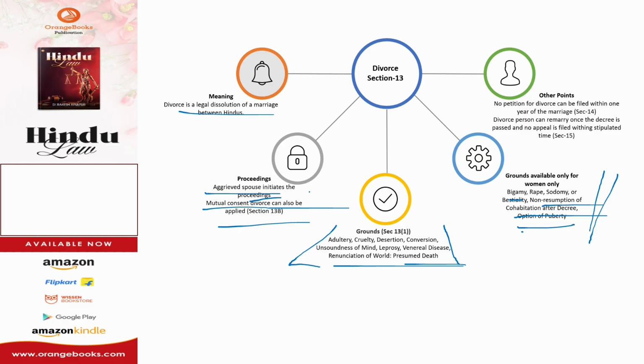And other points are no petition for divorce can be filed within 1 year of marriage. Divorced persons can remarry only after the decree is passed, and no appeal is filed in the higher court within the stipulated period. Okay, if there is no appeal and the decree is passed, then only a divorced person can marry. If any appeal is filed, then again they have to wait to remarry. So this is all about divorce.